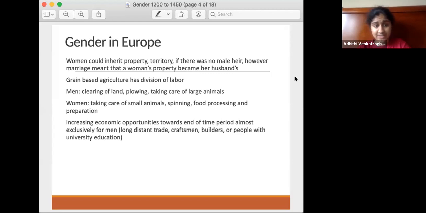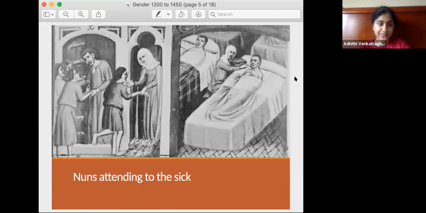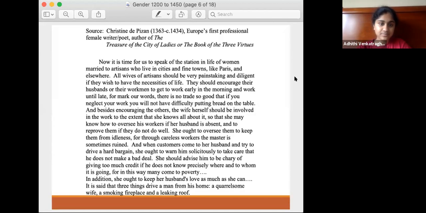Grain-based agriculture had a division of labor, and while men were clearing the land, plowing, and taking care of large animals, women took care of small animals, spinning, and food processing. Some nuns attended to the sick. This is a primary source. Again, you can save this and take a look at it at home.